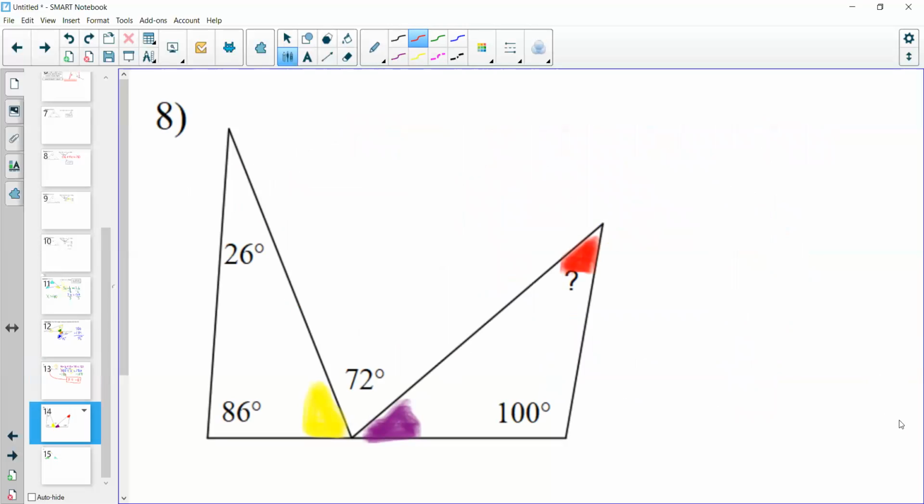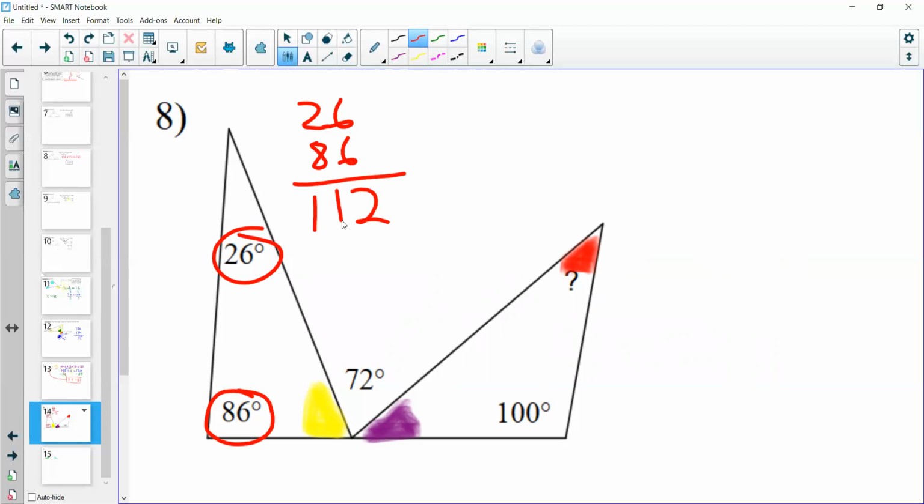Let's look at number 8. And again, I color-coded this to make it easier to see. I'm going to start with the yellow angle by taking 26 and adding it to 86. If I add those together, I end up with 112. That tells me that the yellow angle must be 180 minus 112. And that gives me 68 degrees.